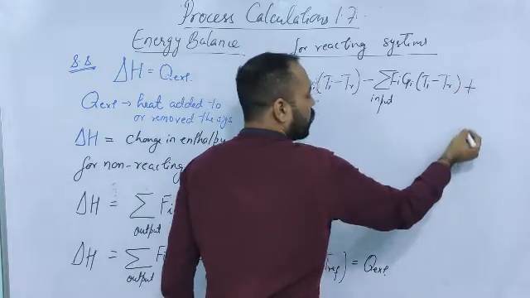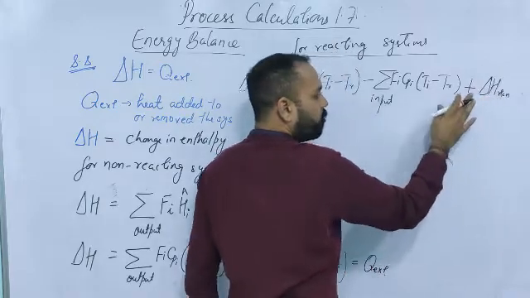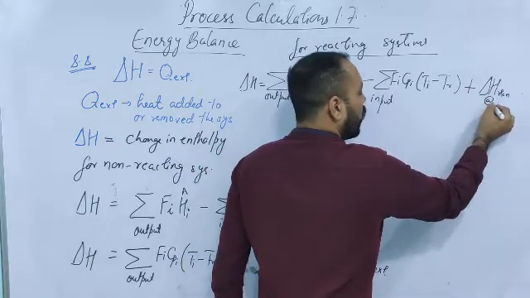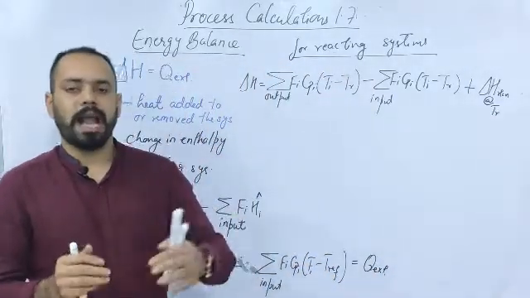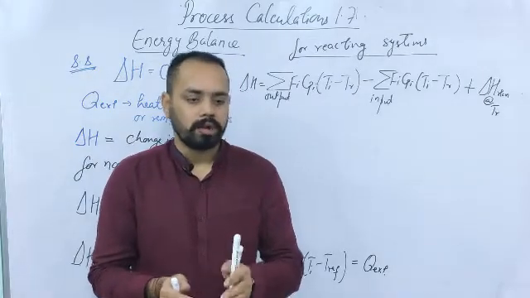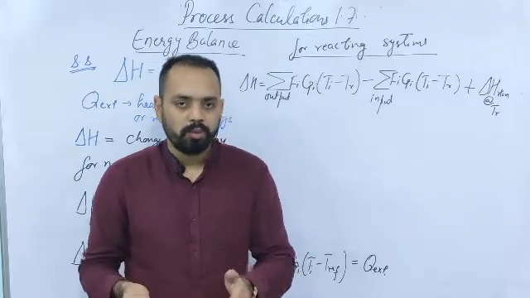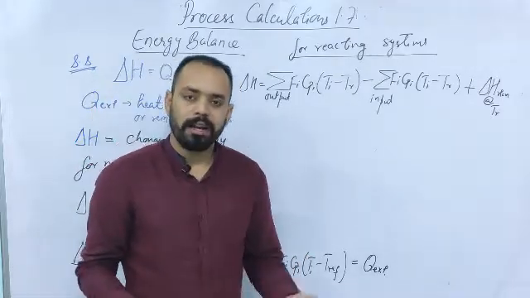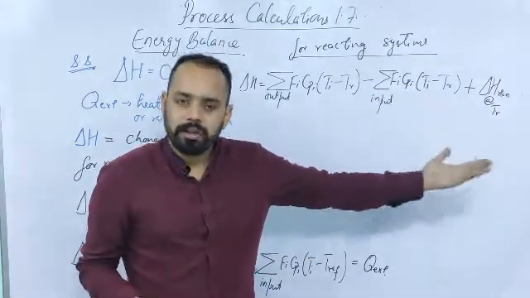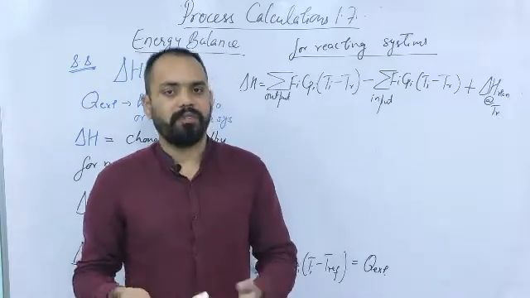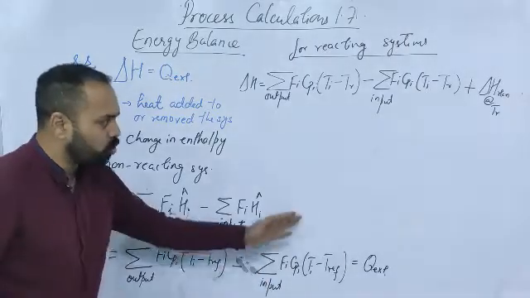Plus the enthalpy of a reaction, right? This enthalpy of reaction should be calculated at the reference temperature only. Now here is an important point. Suppose in a question, the standard enthalpy of reaction is given. Now the standard enthalpy of reaction is always calculated at 25 degrees Celsius or 298 Kelvin. So it means that you have to select 298 Kelvin as the reference temperature. Suppose the enthalpy of reaction is given at 500 Kelvin, you should select 500 Kelvin as your reference temperature.